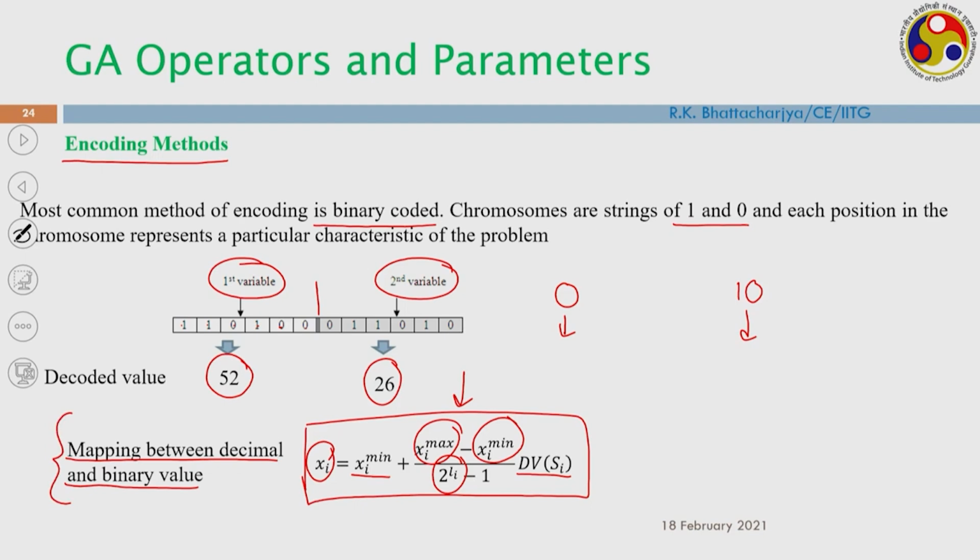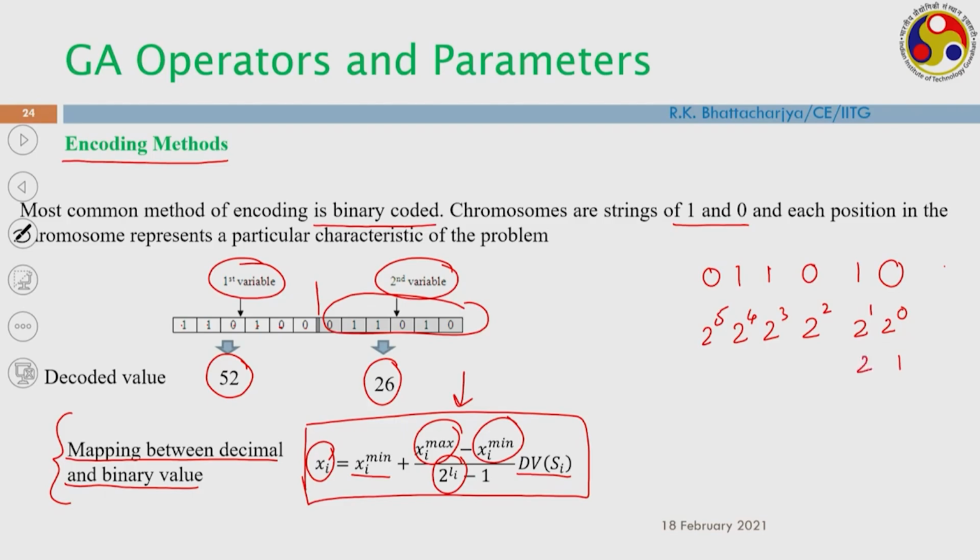Now, I would like to explain one thing here. Suppose you are taking a string 0, 1, 1, 0, 1, 0. If I decode this one, this is 2 to the power 0, this is 2 to the power 1, this is 2 to the power 2, this is 2 to the power 3, this is 2 to the power 4 and this is 2 to the power 5. So, what I am getting is 1, 2, 4, 8, 16 and 32.